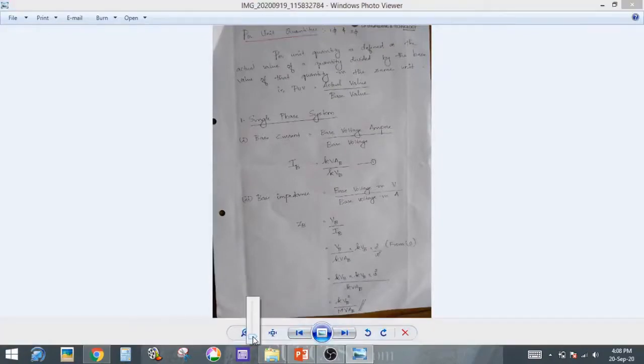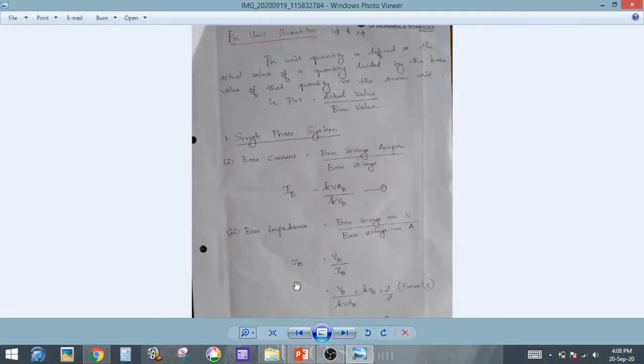Next, we are going to another topic, that is per unit quantities. Per unit quantity is defined as the actual value of a quantity divided by the base value of that quantity in the same unit.